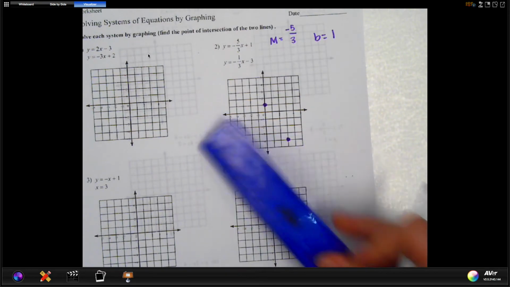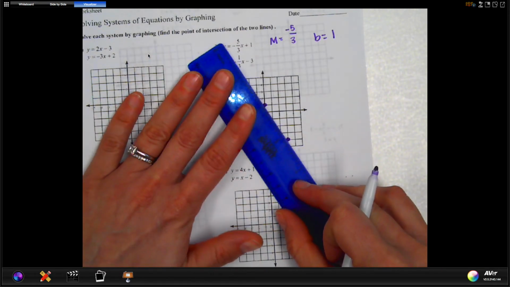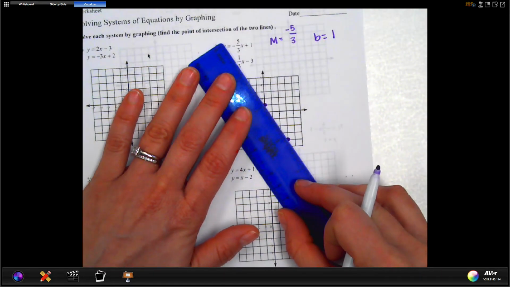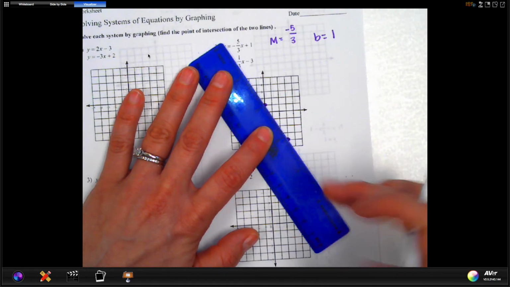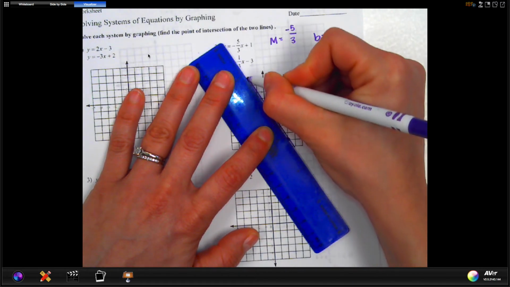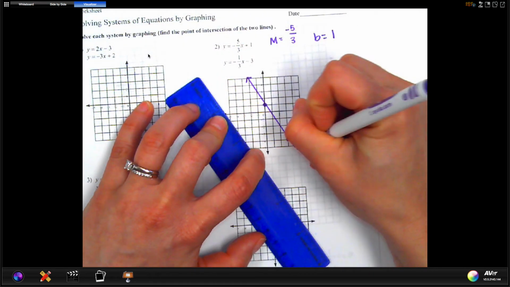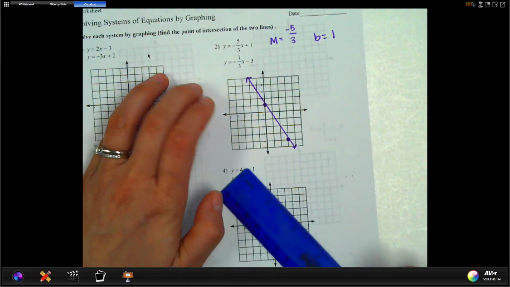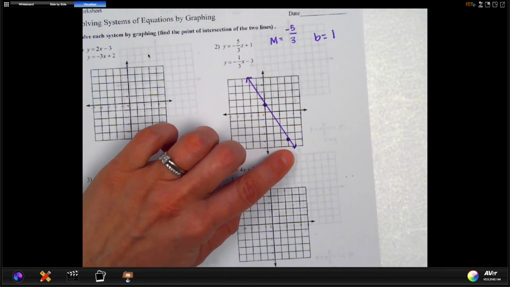And then super important on this, we want to use a ruler because if you don't, your answers will probably end up being incorrect or off by a little bit. Make sure you put your line all the way through the graph just in case it crosses way at the top or way at the bottom.